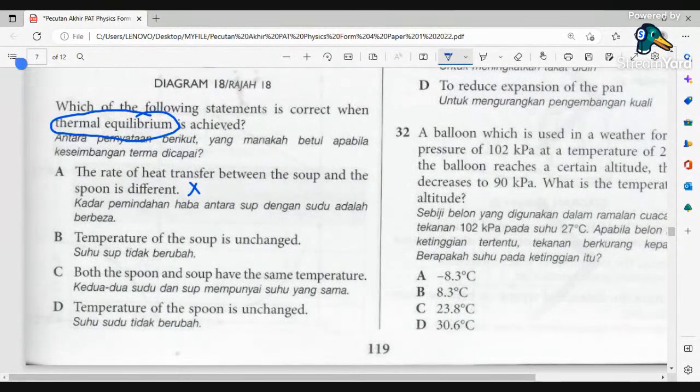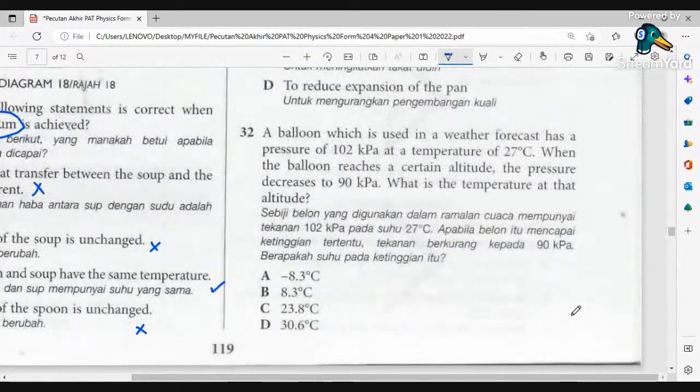Ini salah, different. Temperature unchanged, salah. Both spoon and soup same temperature, yes. Temperature of spoon unchanged. Okay, so means finally they achieve same temperature. Itu thermal equilibrium.